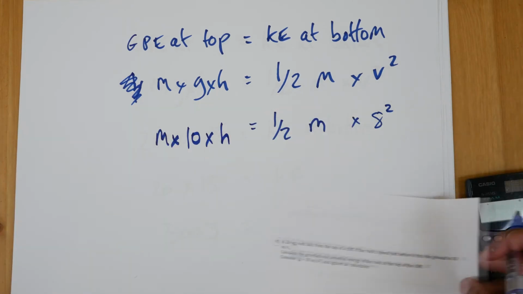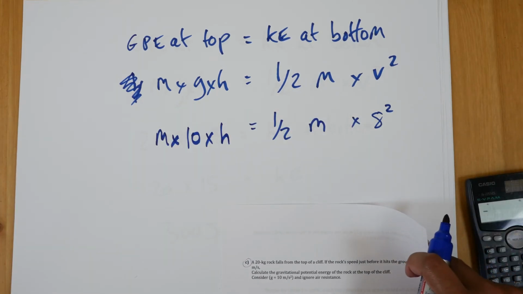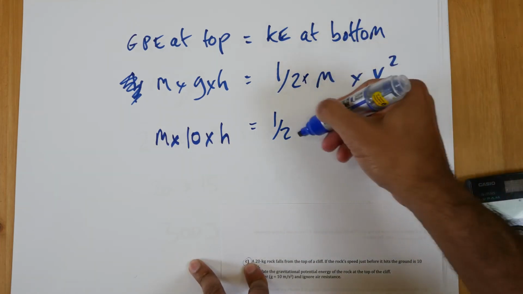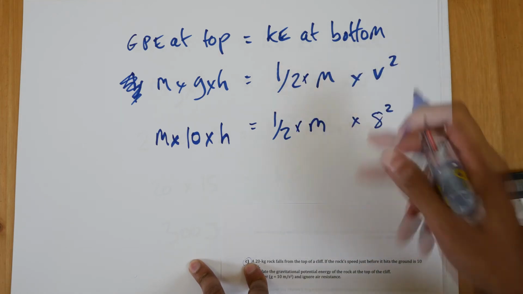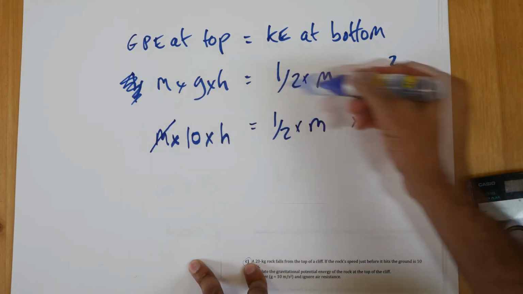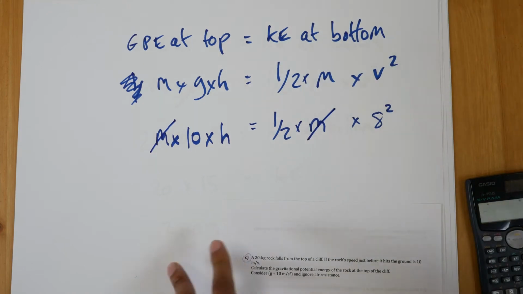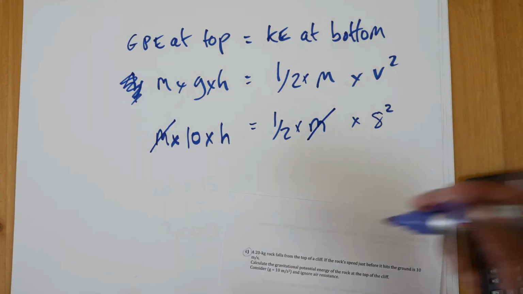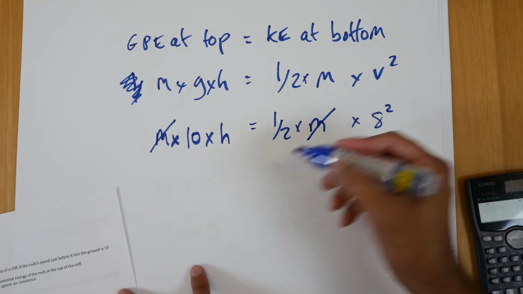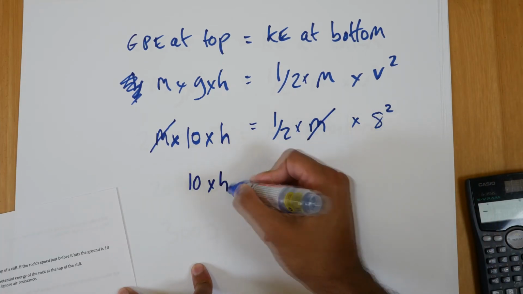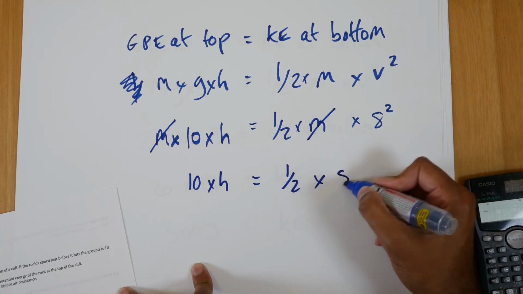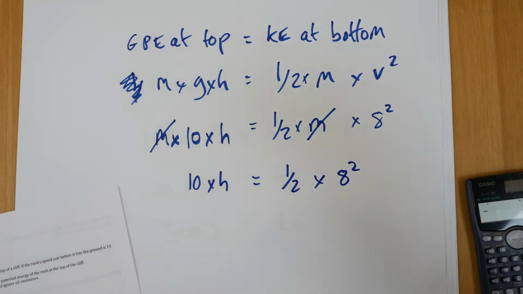Oh my God, this looks like a really tricky question, doesn't it? Well, it doesn't need to be. You've got mass on both sides, okay? Let's just put a times there so you can see we can actually isolate it. All we do is get rid of the mass. Boom. What you're doing is you're dividing both sides by the mass, getting rid of it. So that leaves us with 10 times h is equal to half times 8 squared. That looks a lot simpler.